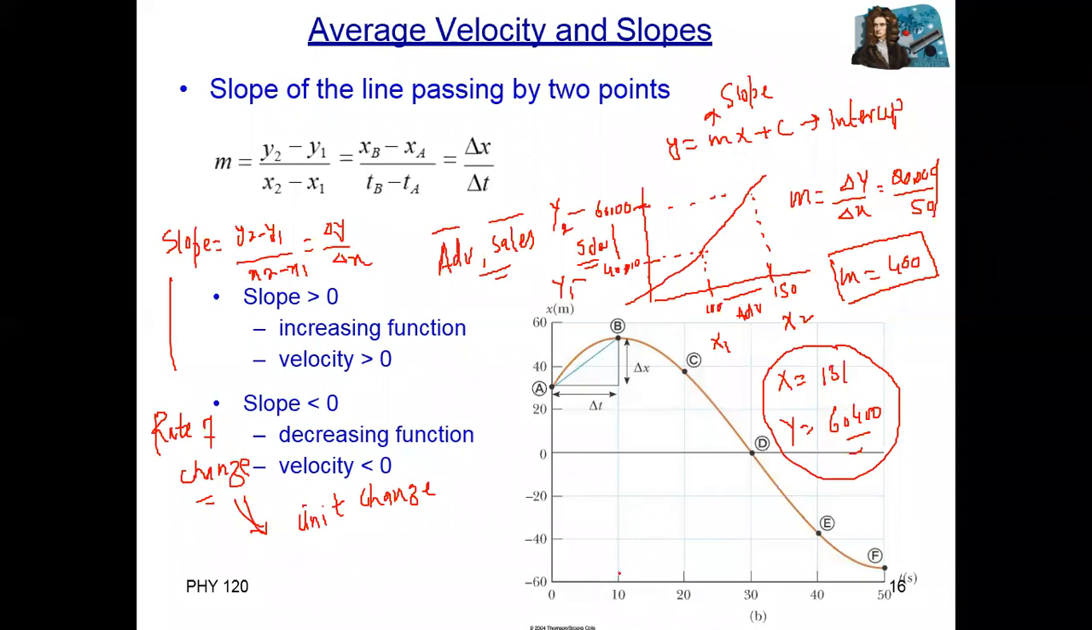So our main thing was what average velocity and slope are. Average velocity and slope are the same. Slope is the rate of change of these variables, and average velocity is also the rate of change of displacement with respect to time. So when the function is increasing, velocity is increasing and slope is positive. But when your speed is decreasing, then slope is negative. Okay, any question regarding slope value?